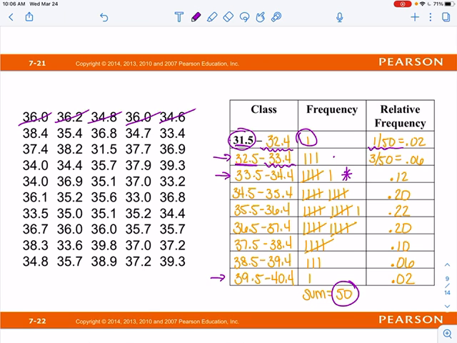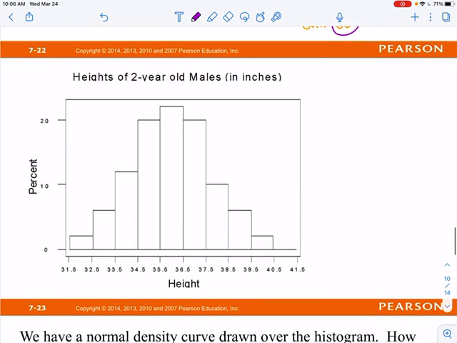When you make a histogram of that data from the last slide, this is what it should look like. Across your bottom, you have your classes, and across your y-axis, you have either your relative frequency or your percent or your area, all the same thing. Take a second, and make sure you have that graph done before you move on to the next slide.